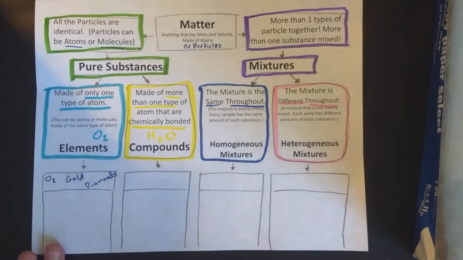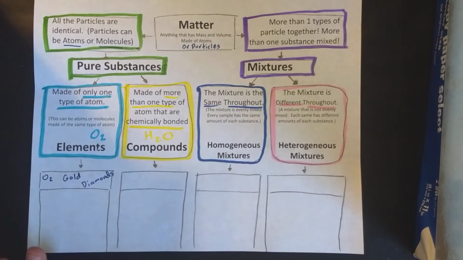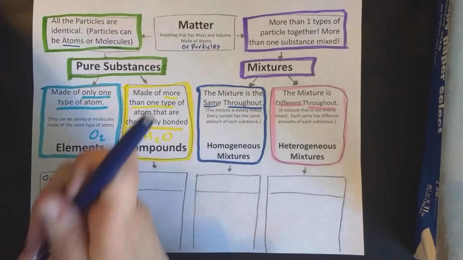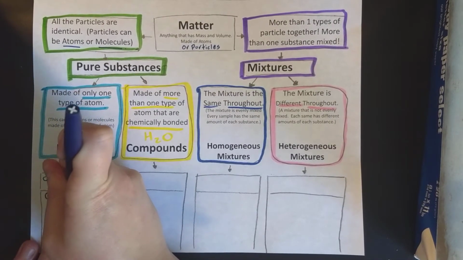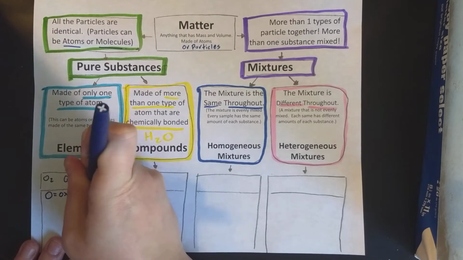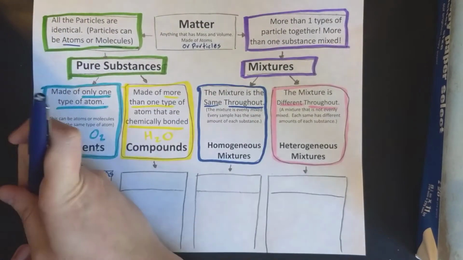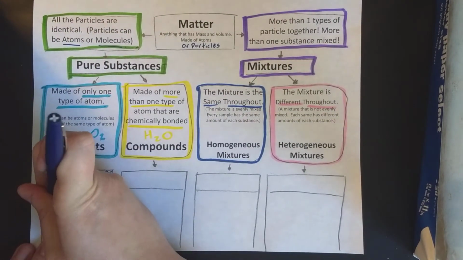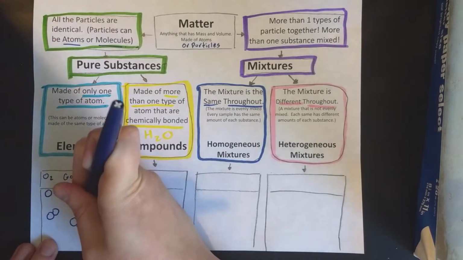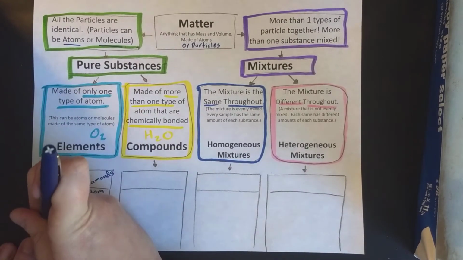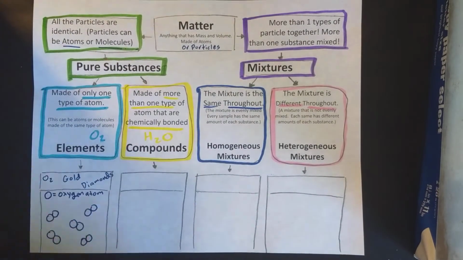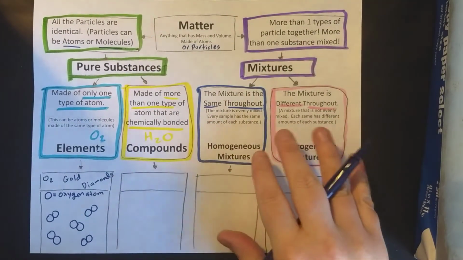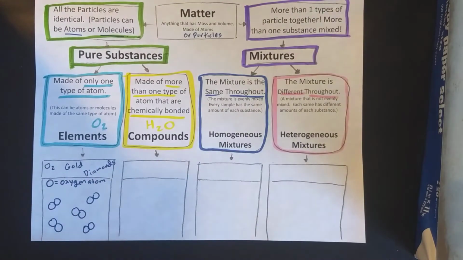Okay. Now, let's draw an example of this. I want to draw O2. So what I'm going to do is a little circle is going to represent an oxygen atom. And because there's two of them bonded together, I'm going to have my little oxygen molecules looking like this. Now, if we look, all of the atoms are the same. They're all the same little circle atom, okay? So that would be a pure element.